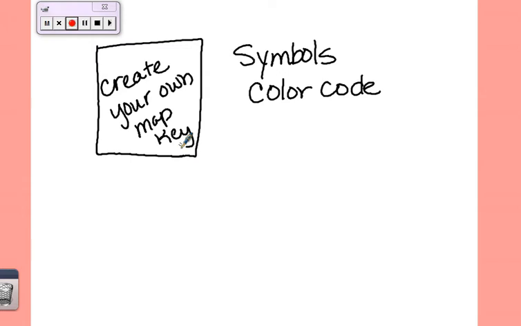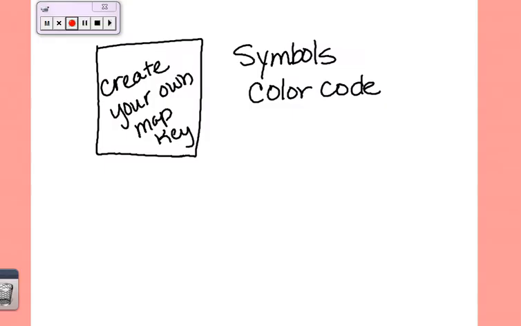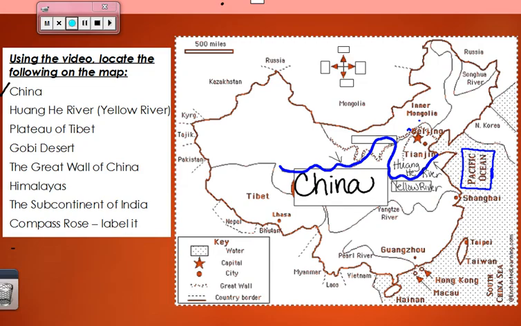If you're not sure what a map key looks like, you might want to grab a textbook and look at some of the other map keys to help you make yours. But you are to label on your map everything that we have here.